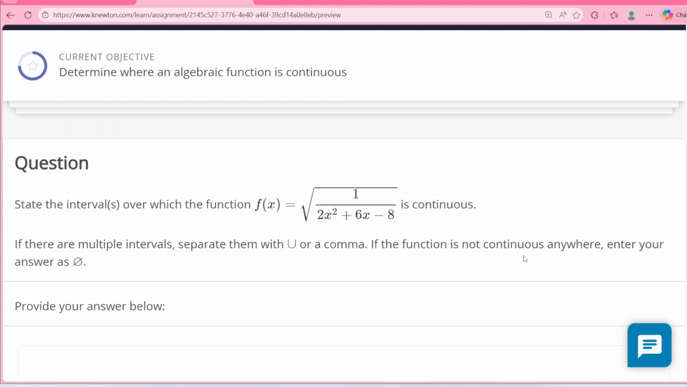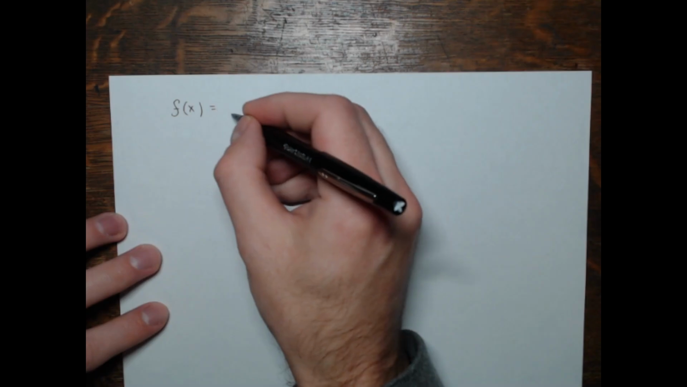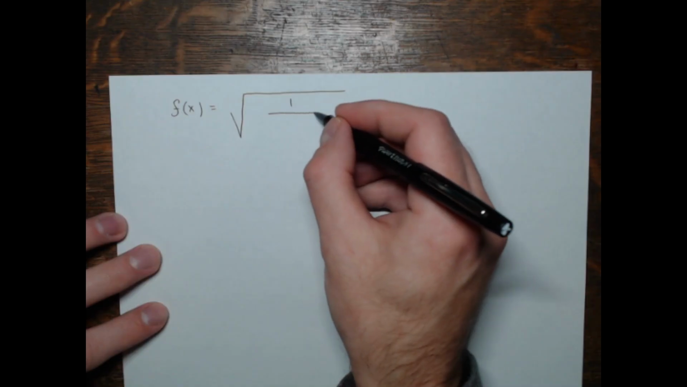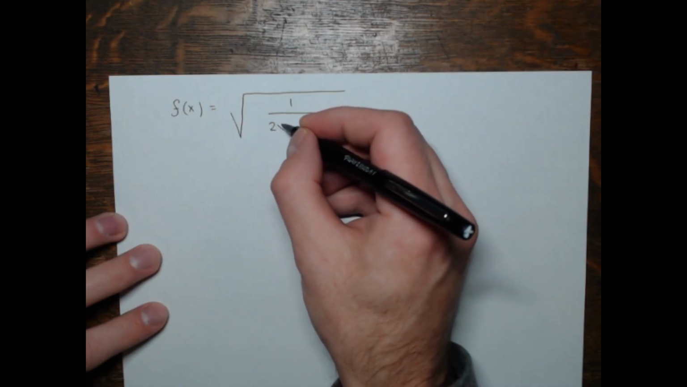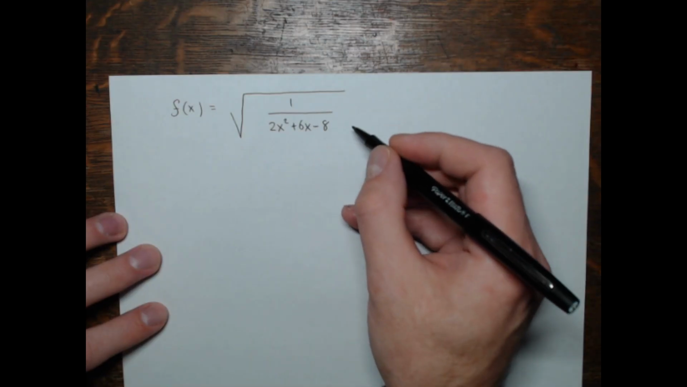All right, so this is very, very similar to the last one. So again, I'll write it out. This should be relatively quick because it's so similar to the last one. So our function, again, is the square root of 1 over 2x squared plus 6x minus 8.